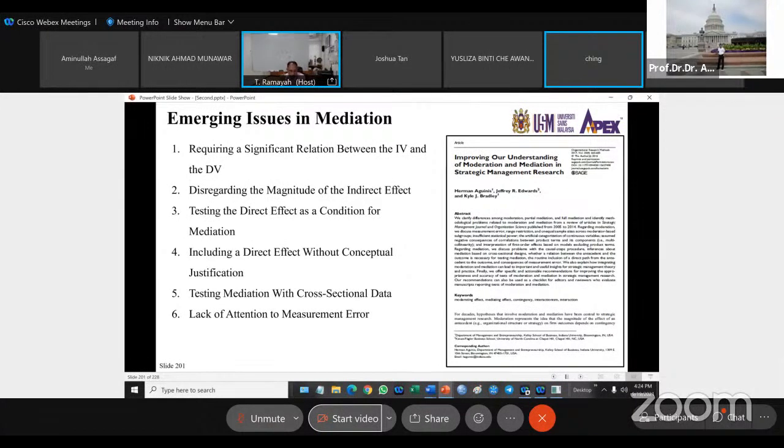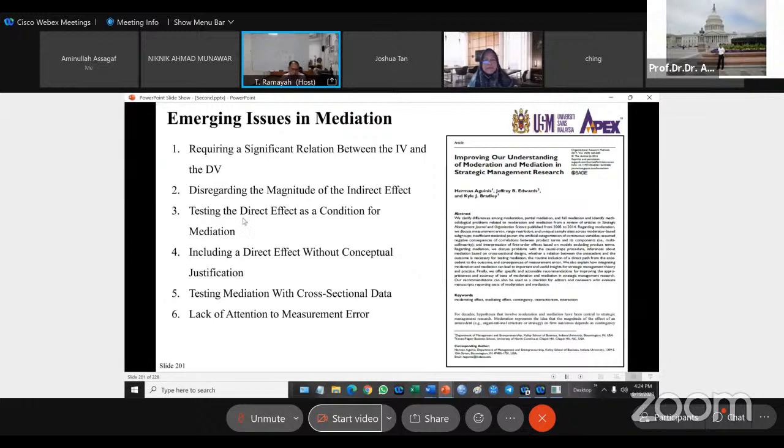Although they say you must look at the magnitude of the indirect effect, at the moment we don't have a value for effect size for mediation. Although there's a paper by Lachowicz in 2018, it's very difficult to achieve their effect size. The numbers are very large, so we will not look at it at the moment.